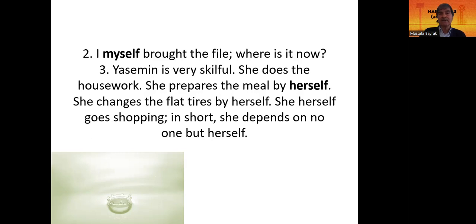Three, Yasemin is very skillful. She does the housework. She prepares the meal by herself, on her own. She changes the flat tires by herself, on her own. She herself goes shopping. In short, she depends on no one but herself. She depends on herself.